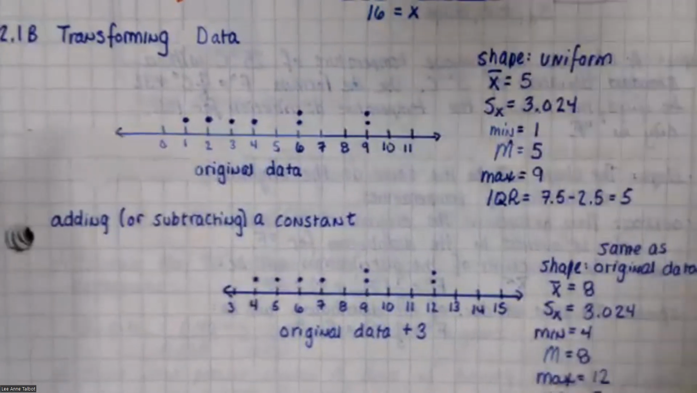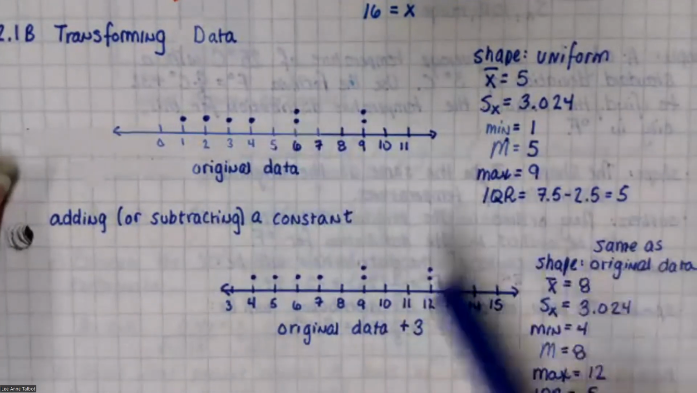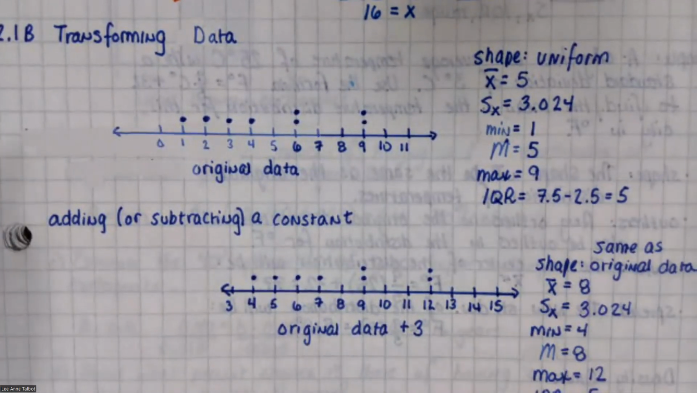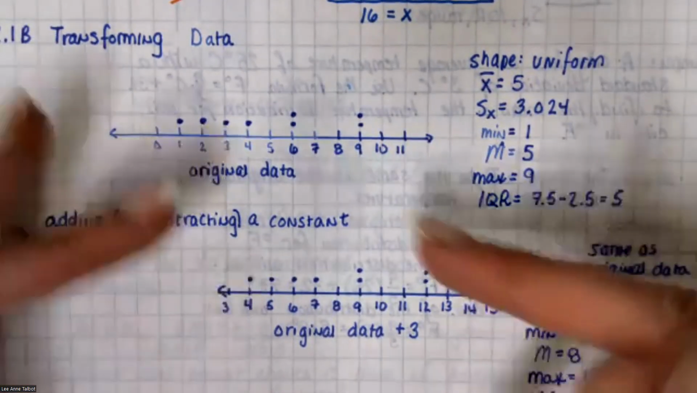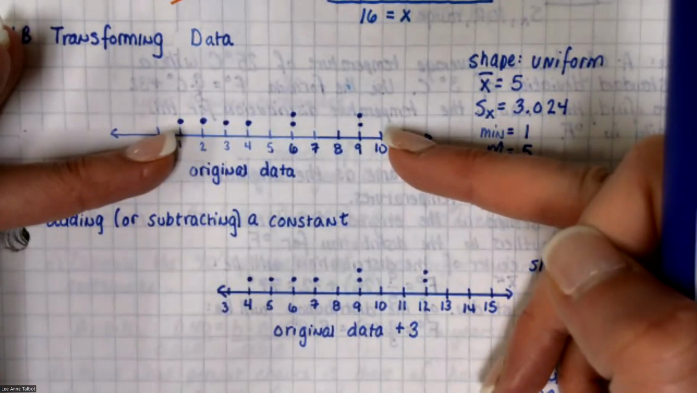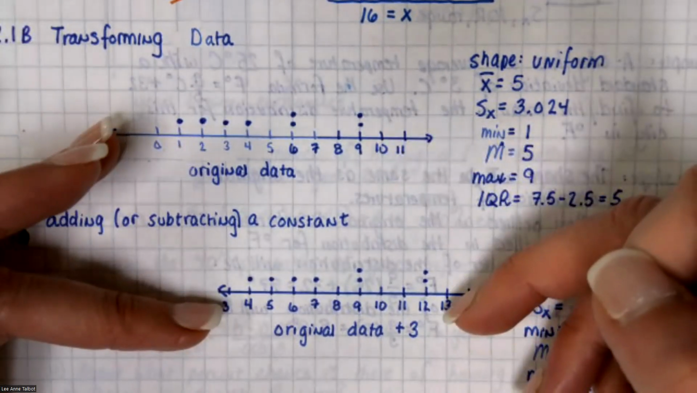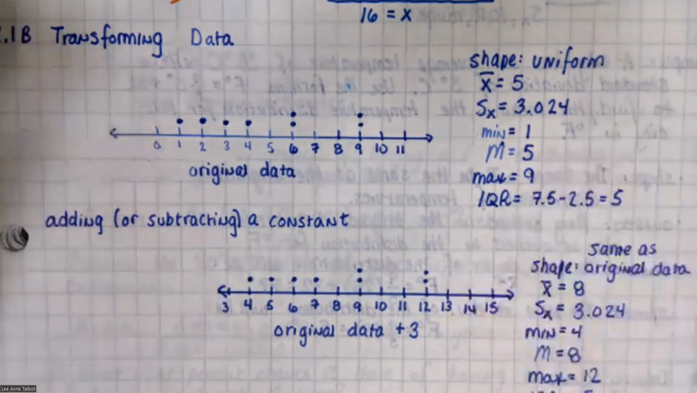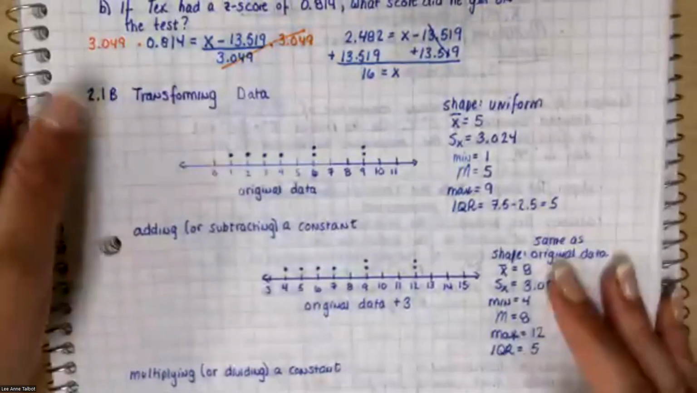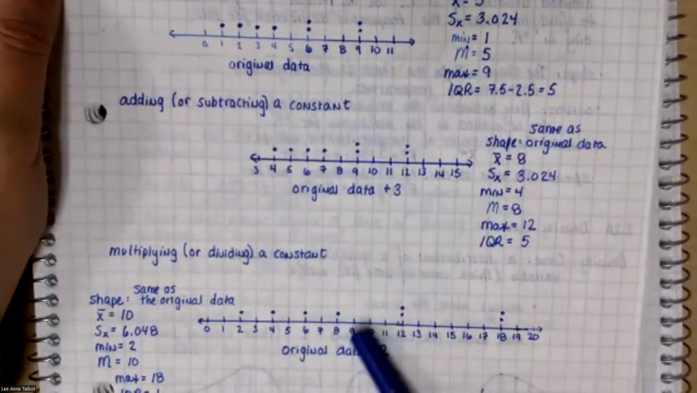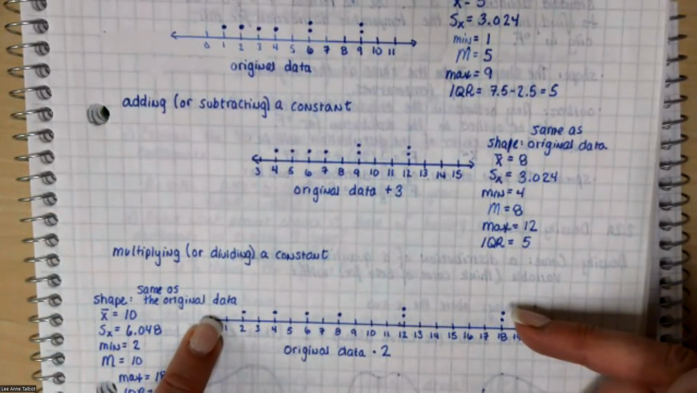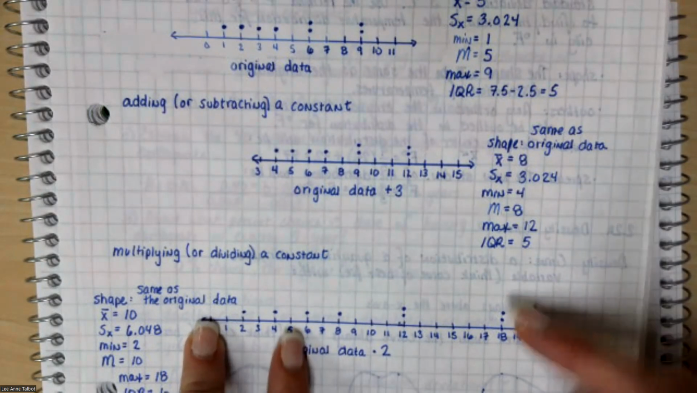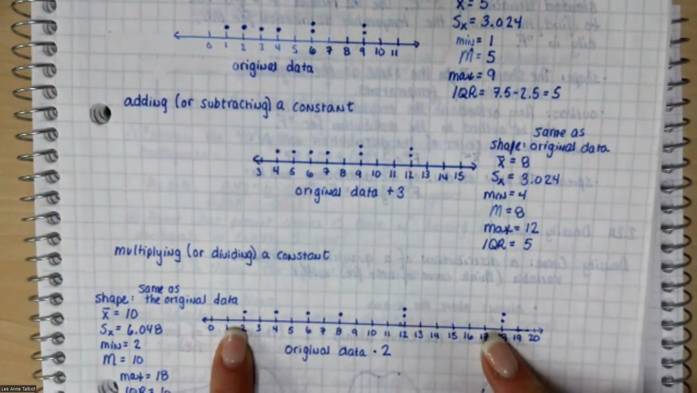So this was our original data set. And in this one, we added 3. And the whole thing was we just shifted it up 3 units. The shape did not change and the spread did not change. It didn't get any more spread out. However, when we multiplied by 2, the shape stayed the same. It was still uniform, but the spread got 2 times farther apart.